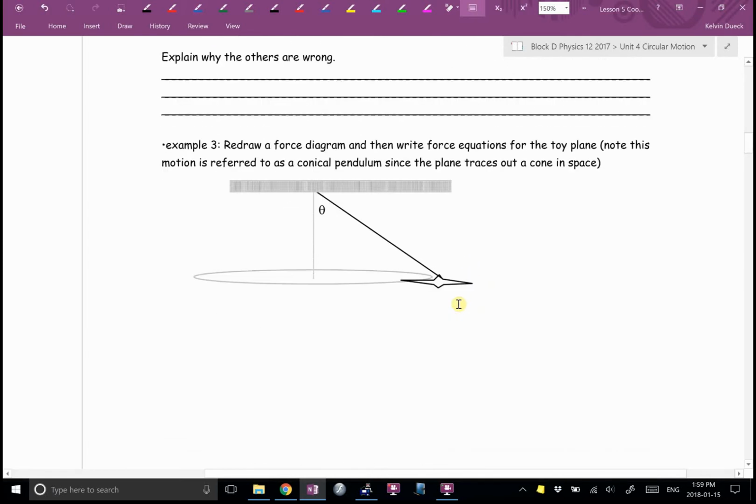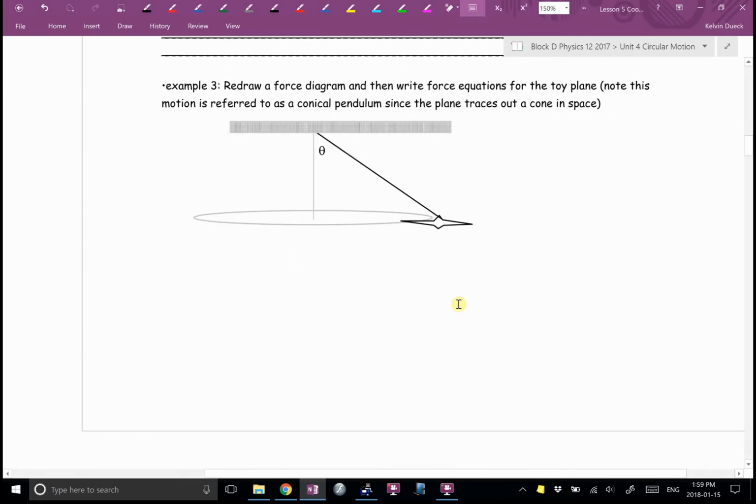So it says, redraw a force diagram and then write force equations for the toy plane. So we said the forces acting on it are gravity and tension. We could do components, but here it's much easier to add these 2 together. How will I add them together? Draw them. What I taught them last day on Friday was draw the easiest one first, the non-slanty one, gravity.